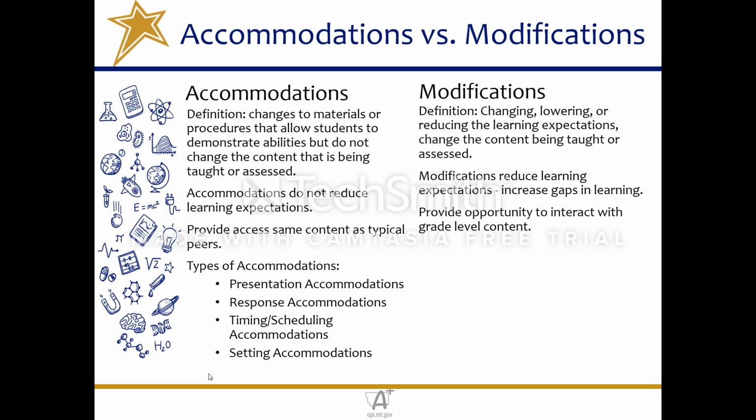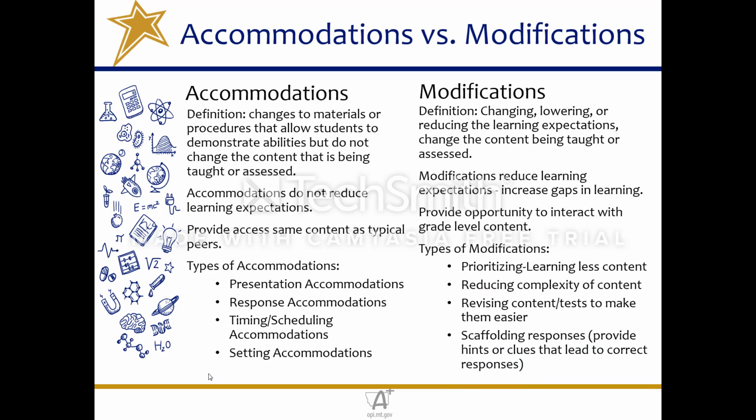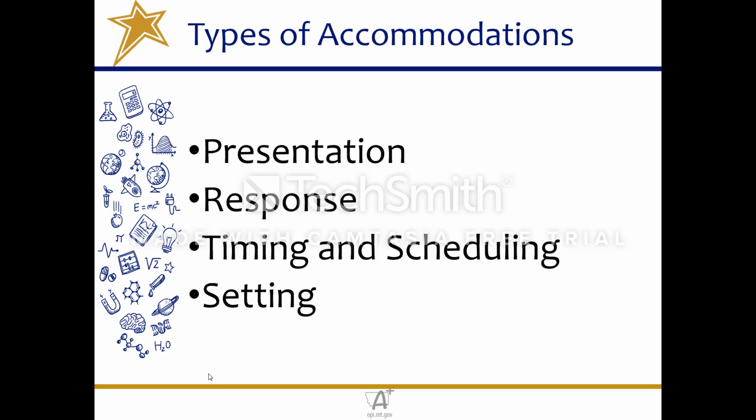The types of accommodations are presentation, response, timing, scheduling, and setting accommodations. Some of the types of modifications are prioritizing or learning less content, reducing the complexity of content, revising content or tests to make them easier, so you might see fewer answer options. There may be modeling, visual supports for texts and concepts, and scaffolding responses or providing hints and clues that lead to correct responses. In the next slides, we'll dig a little deeper into the different types of accommodations.